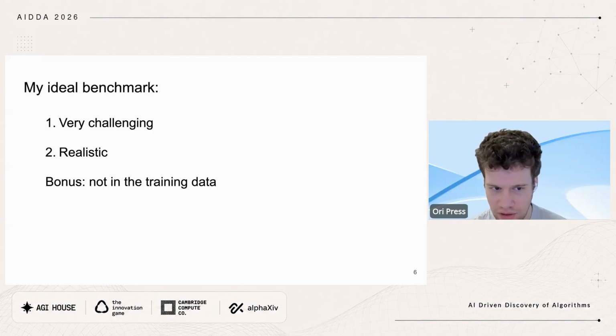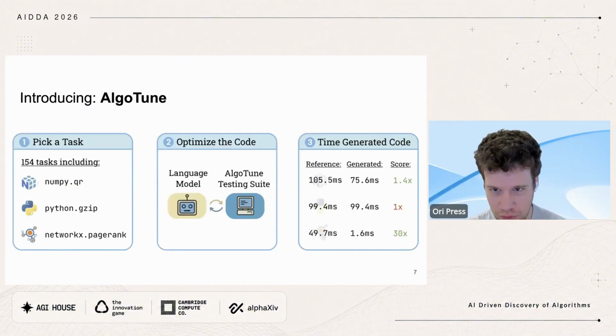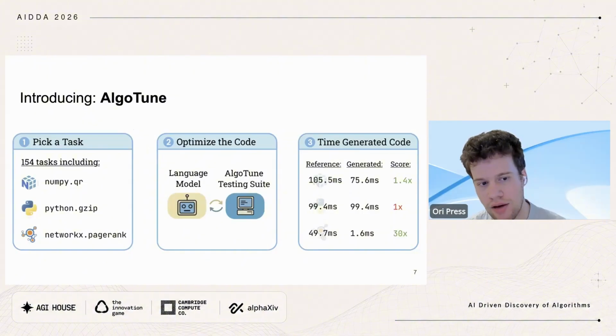This might sound pretty hard to achieve, but I want to introduce you to AlgoTune, which I think does all three of these. So in AlgoTune, we take a bunch of very popular and widely used functions from Python libraries, like NumPy, like SciPy, or Python's own functions like gzip. You're given one of these functions, and the goal is to optimize the runtime of that function.